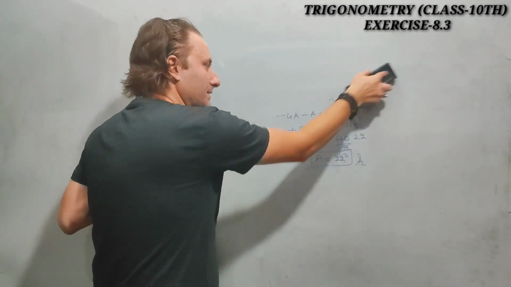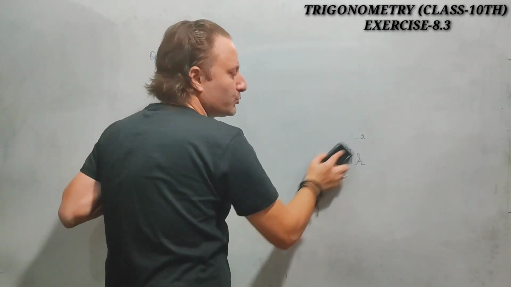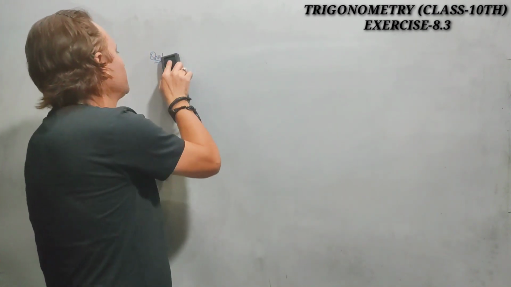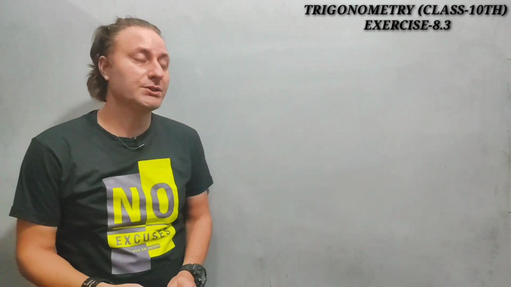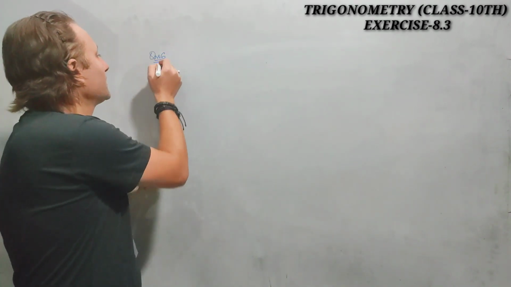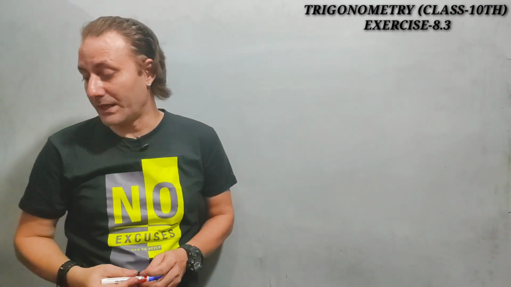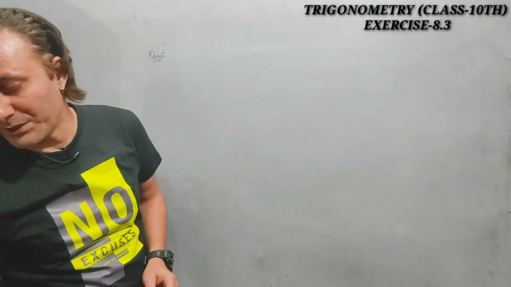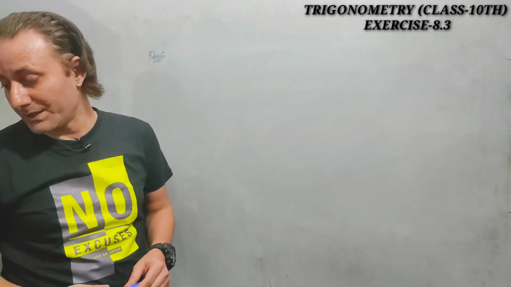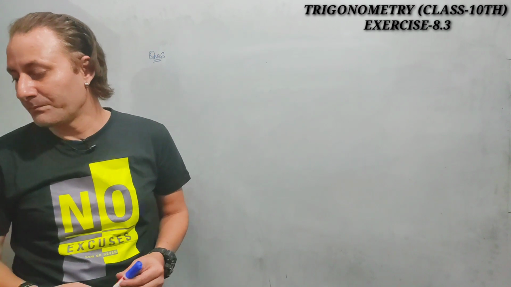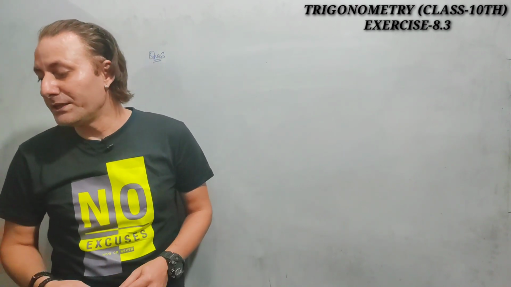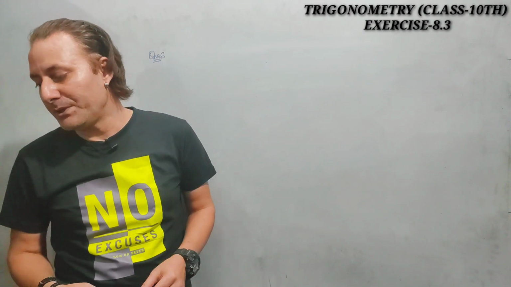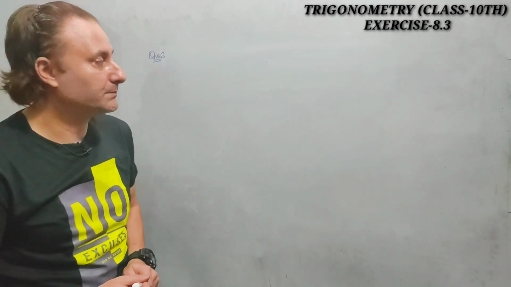Guys, question number 6. This is the most important question, not just of this particular exercise, but of this entire chapter. This question number 6 is a good one, and it has a lot of value as well. Why? Because quite often it comes in your exam. So what is question number 6? It says if A, B and C are interior angles of a triangle ABC, then show that.